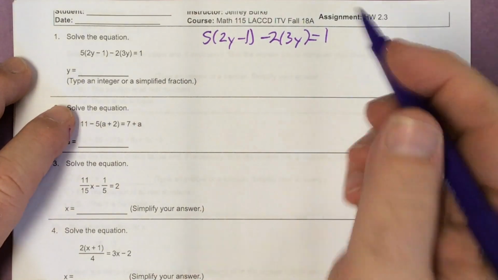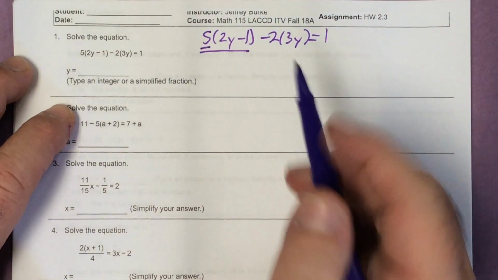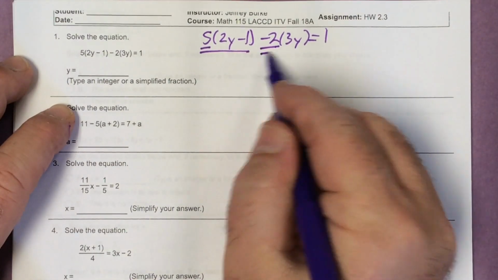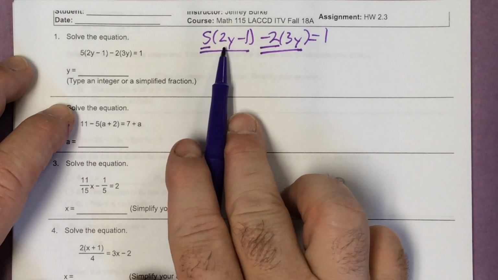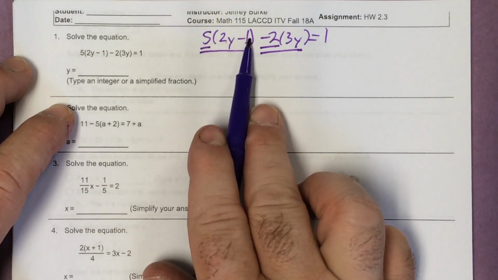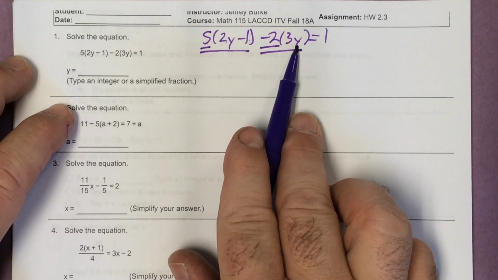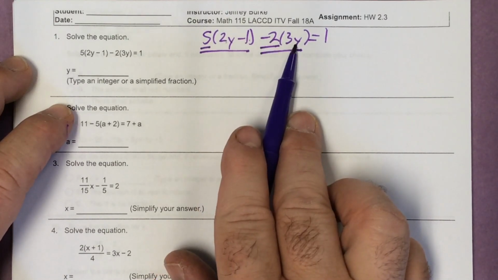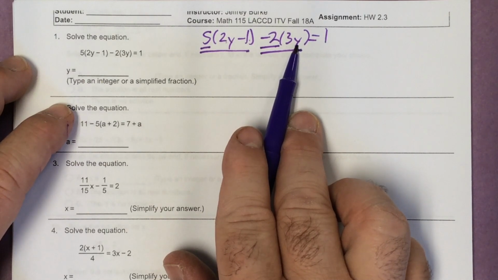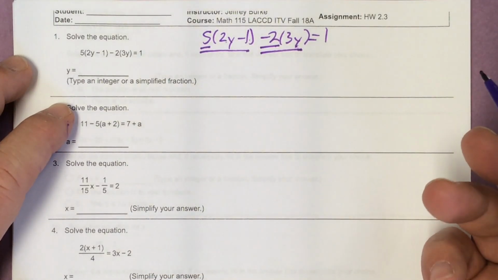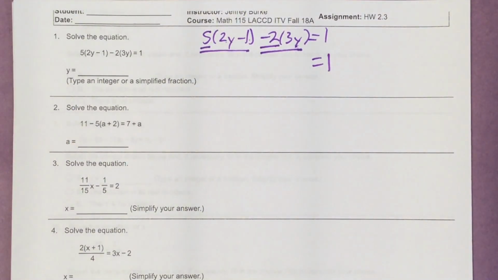Okay, so we've got a couple things we need to address. We need to distribute 5 through this here. We also need to take a negative 2 and multiply 3y by this. This would be a case of distribution because we have 2 terms in the parentheses. Here in this parenthesis, we only have 1 term. So we do need to multiply the negative 2 by the parenthesis, but it's only 1 term, so we wouldn't characterize it as being distribution. So the only thing that's going to remain the same is the equal to 1.